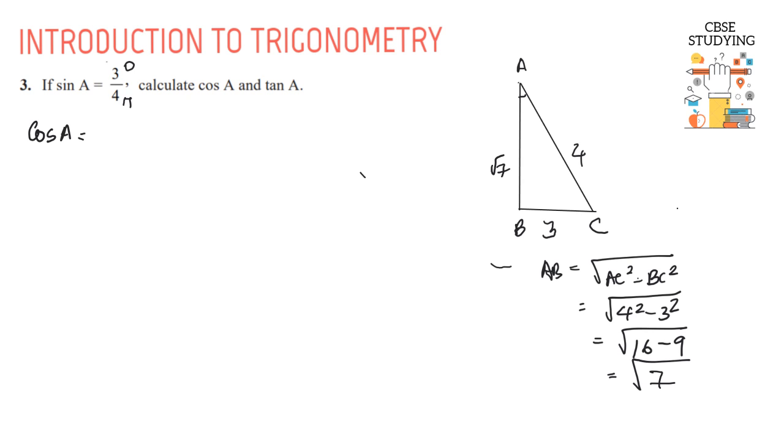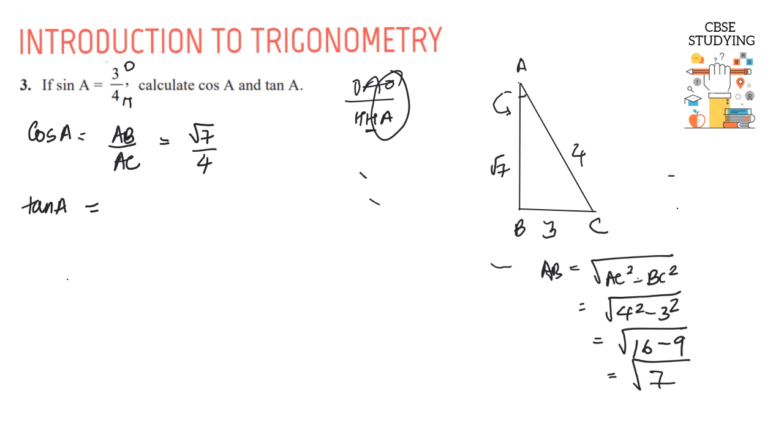Cos A is always what? OAO by HHA, correct? So, cos is adjacent by hypotenuse. Which side is adjacent to angle A? It's AB. And hypotenuse is obviously AC. So what is the measurement of AB? Root 7. What is the measurement of AC? 4. Tan A. Tan A is what?